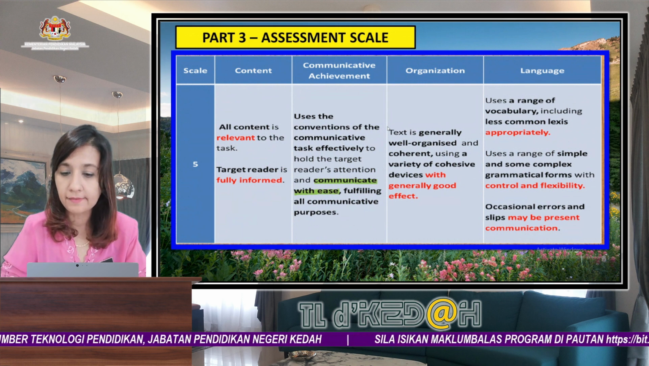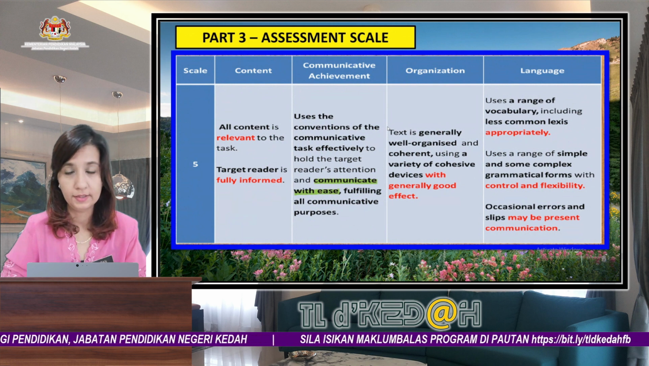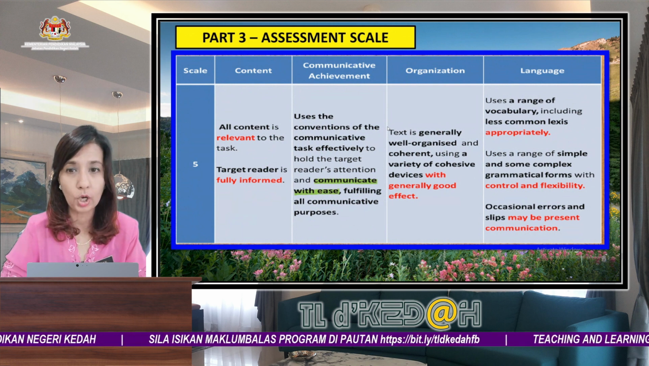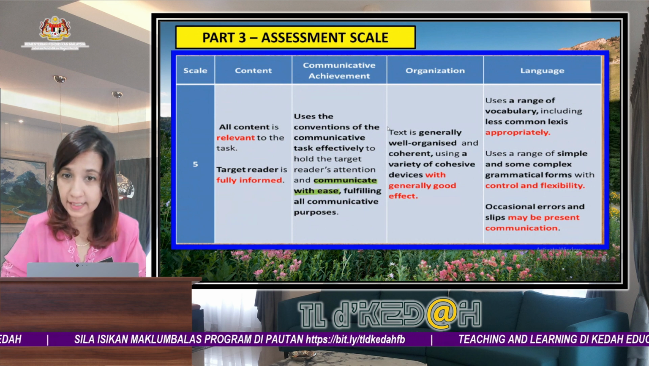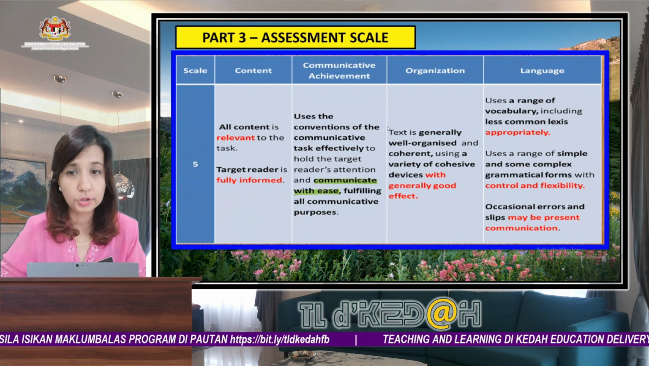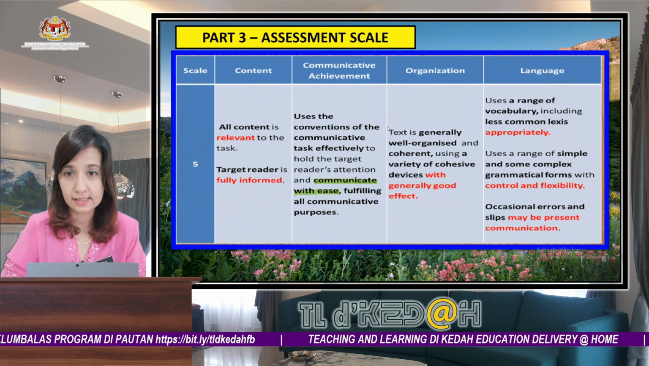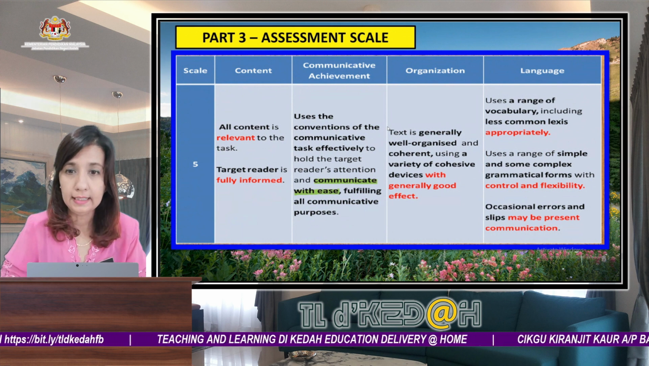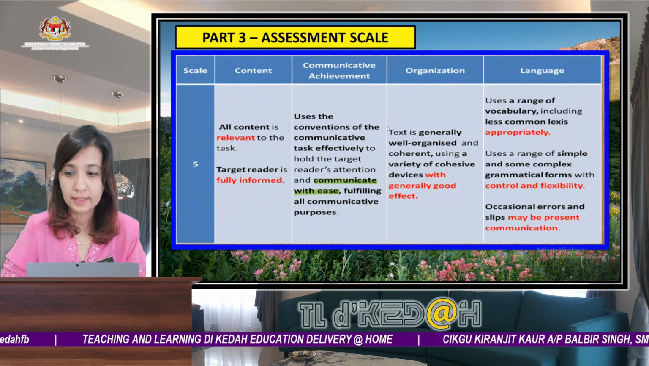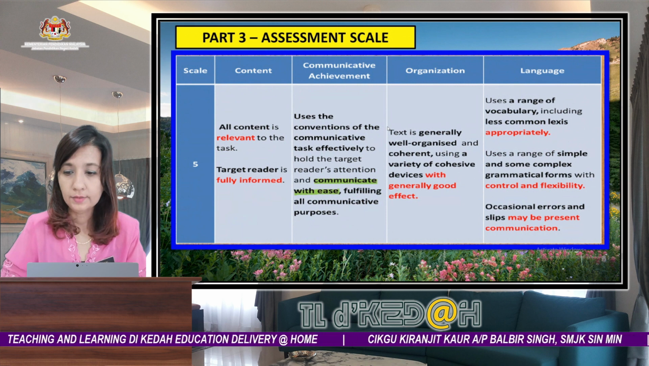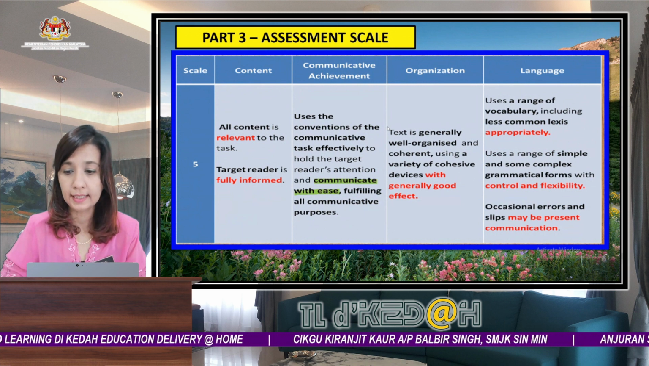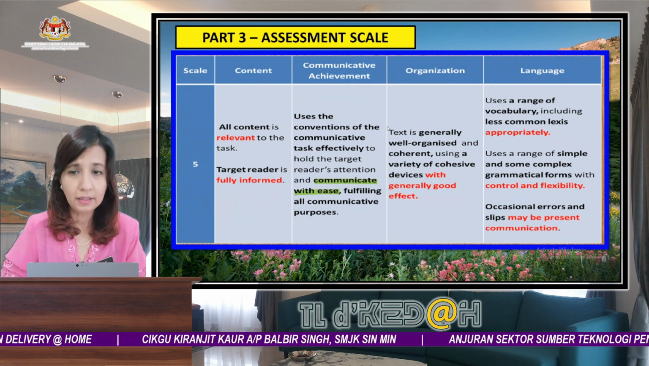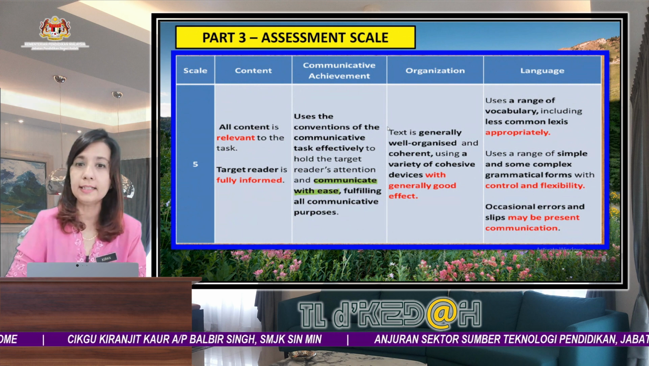So it must have a generally good effect. The language: a range of vocabulary, including less common lexemes. To get 5 marks for language, you need to have some good vocabulary, good phrases, something not commonly used, but they have to be used effectively in the sentence. And grammar should have good control. You should know how to use different types of structures. There can be errors here and there, but they are considered as slips.